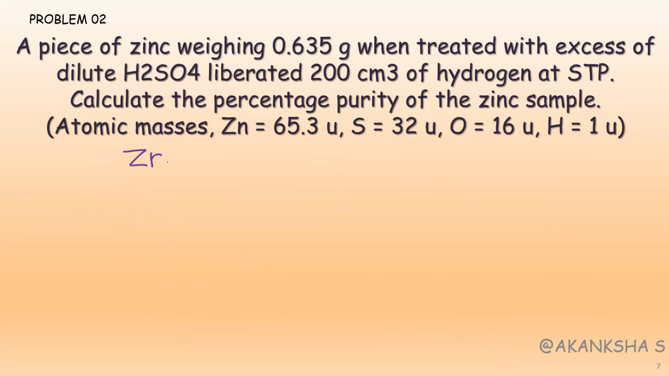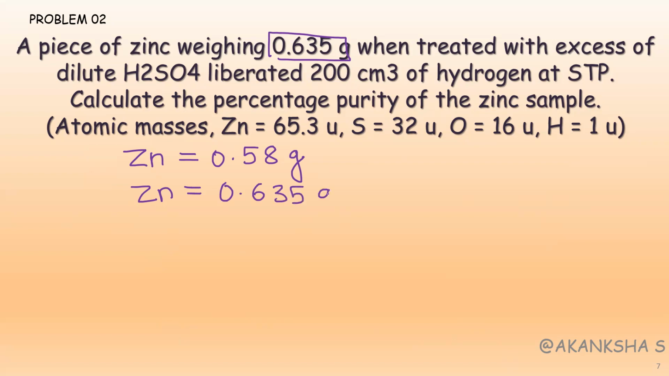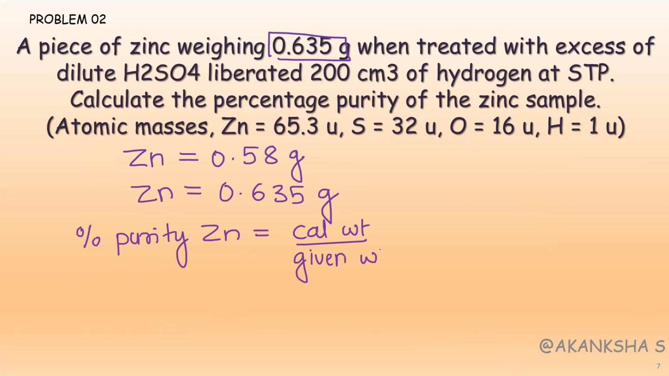Okay, so how much zinc is present in the sample? 0.58. How much zinc are they giving us? They are giving us 0.635 for the reaction. Let's try to calculate the purity. If you want to calculate percent purity of zinc, it can be calculated in a very simple manner. It would be calculated weight upon given weight. Since we want to get a percentage value, we are simply going to multiply it by 100.